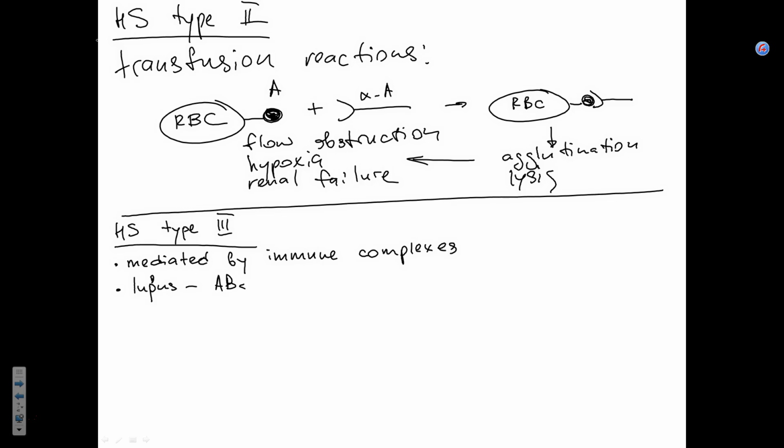Antibodies that recognize proteins in the basement membrane. Does anyone remember where the basement membrane is? It separates two types of tissues.